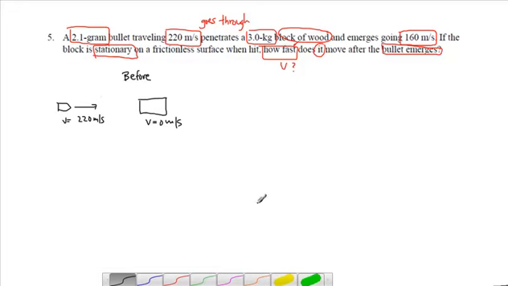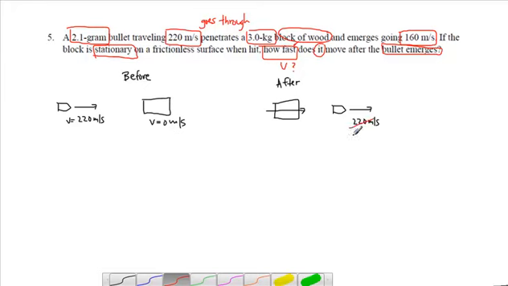Then the bullet is going to go all the way through and exit. But afterwards, since it exits, after going through the block of wood, the bullet no longer goes 220 meters per second, it's going 160 meters per second. So it lost some of the momentum, some of the energy, going through the block of wood. The block of wood now has some sort of velocity. It's going a little bit. I don't know what it is. This is what I'm trying to find.